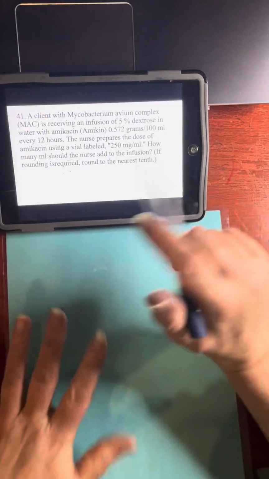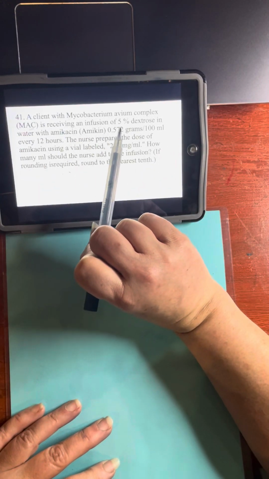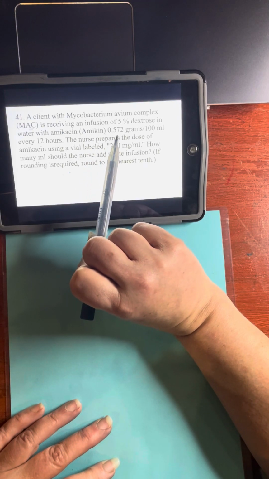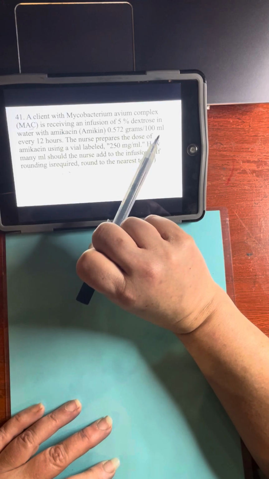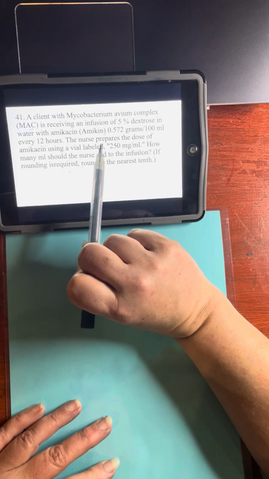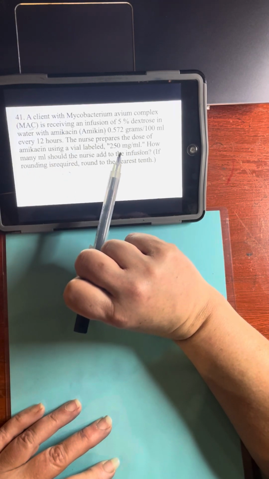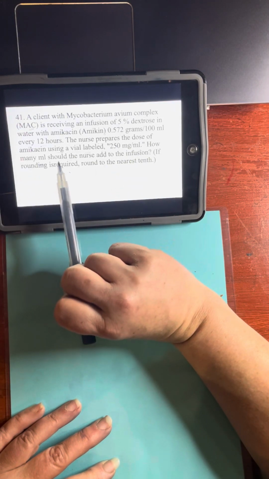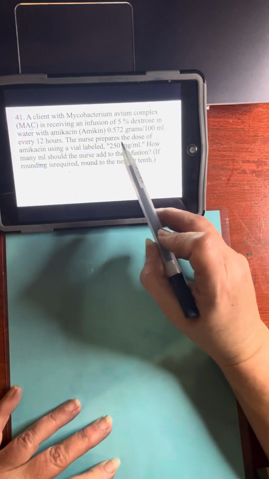So, let's do this one. A client is receiving an infusion of 5% dextrose with amikacin 0.572 grams in 100 milliliters every 12 hours. The nurse prepares the dose using a vial labeled 250 milligrams per milliliter. How many milliliters should she add to the infusion?